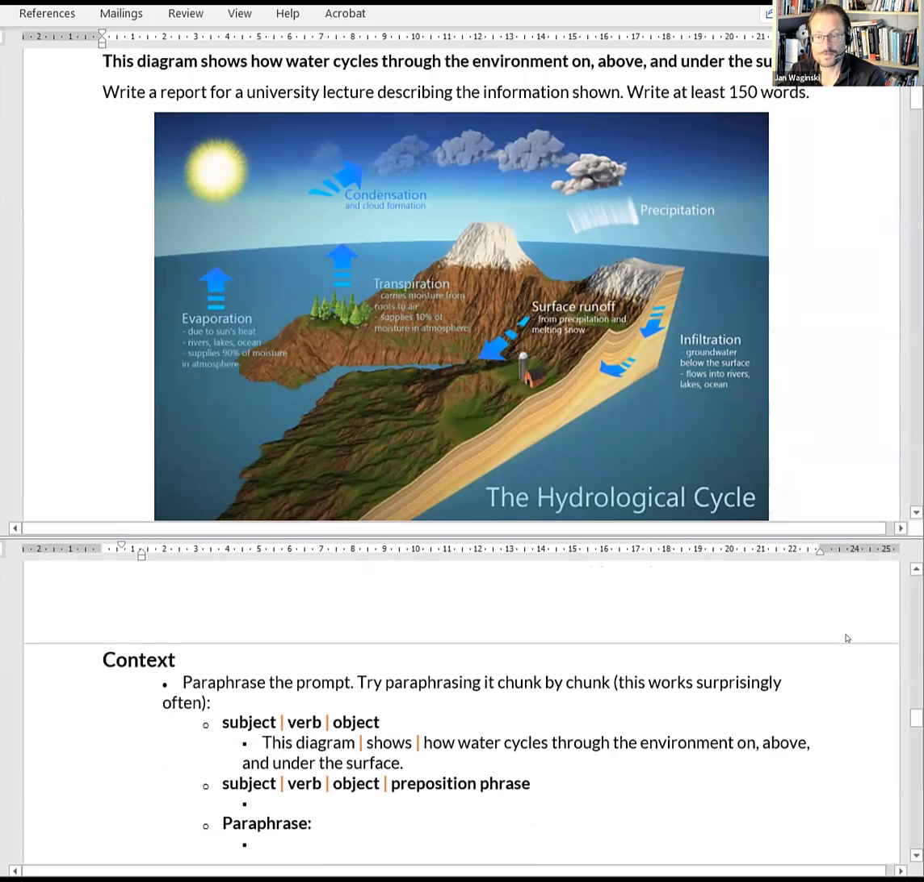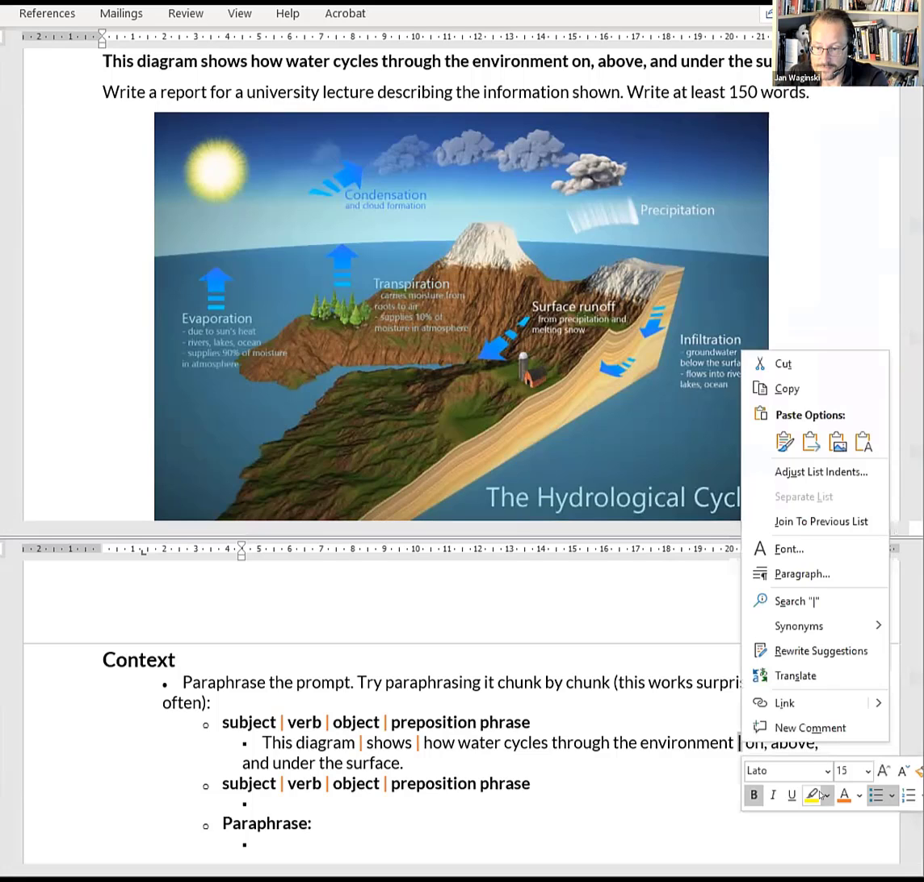So let's start with the context. Subject, verb, object, preposition phrase construction. This diagram is the subject, shows is the verb, how water cycles through the environment, and then on, above, and under the surface is the preposition phrase.